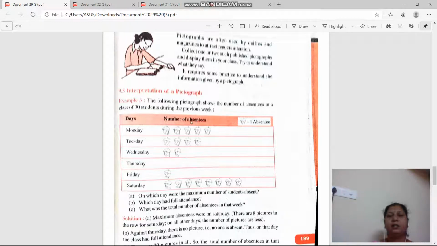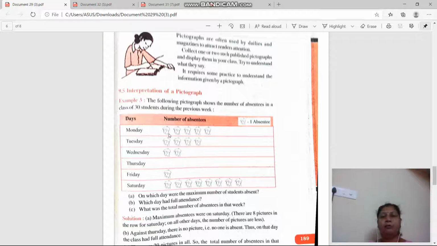These are the number of absent students. One face represents one absentee. Okay, so see here, Monday, Tuesday, Wednesday, Thursday, Friday, Saturday. 6 days are there, as Sunday is a holiday, right? So just calculate how many students are absent.